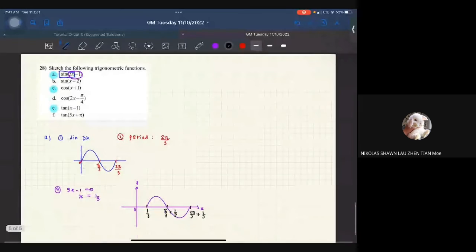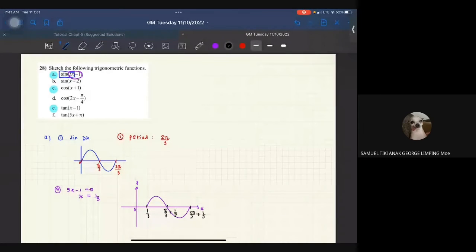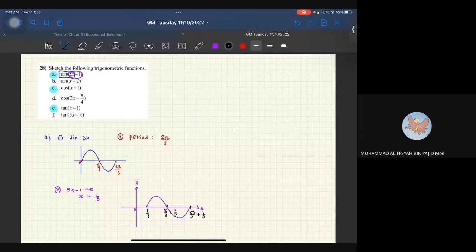Okay, can you understand the second method? Can you understand the second method? Yes. Understood, Miss. Understood? Is it easier, harder, or the same? Easier. I think it's quite easy. Quite easy. Okay, quite easy.